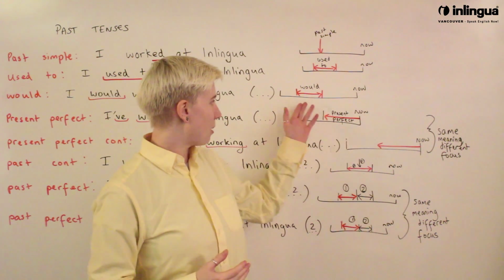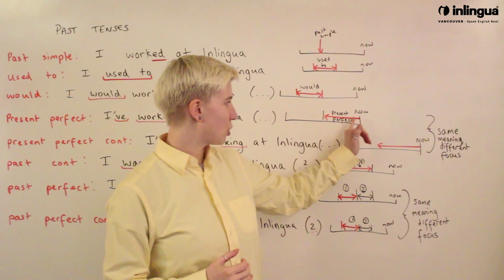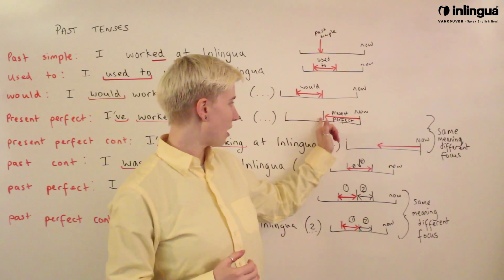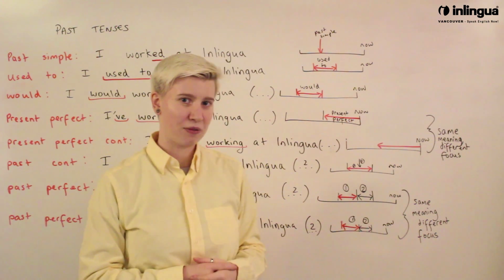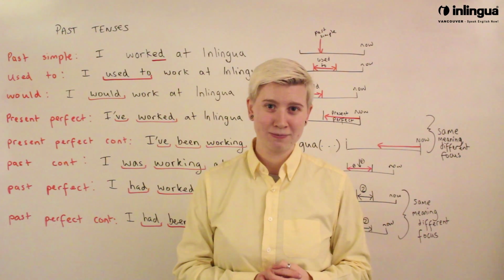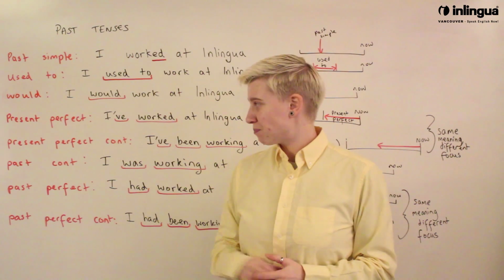So if you take a look at my timeline over here, you can see now, and the red arrow shows that the present perfect situation is continuing until now. So it started in the past and it is still going now. Present perfect. I've worked at Inlingua since July. I still work at Inlingua. You can tell because I'm on the video. Okay, let's look at the next one.